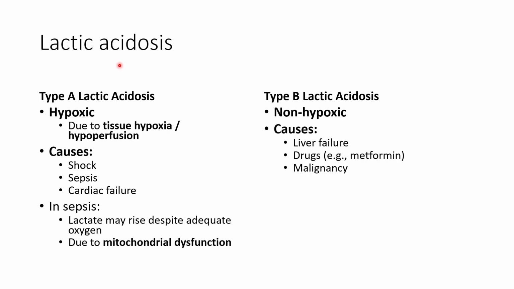So again, lactic acidosis can be of two types, type A and type B. Type A is seen in hypoxic conditions where there is cellular hypoxia leading to anaerobic metabolism. Examples are shock, sepsis, cardiac failure, carbon monoxide poisoning. In sepsis, you can have adequate oxygen, but despite that, there can be lactic acidosis because of mitochondrial dysfunction. Then type B is non-hypoxic. Examples are liver failure, malignancy, drugs like metformin, isoniazid, and cyanide poisoning. There is cellular dysfunction, but no hypoxia.